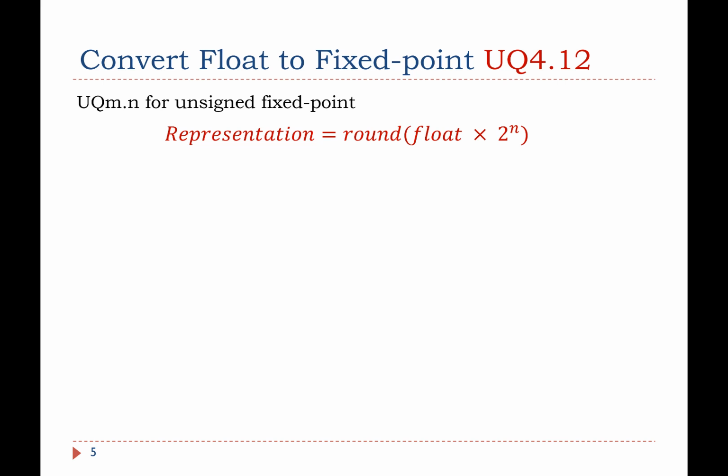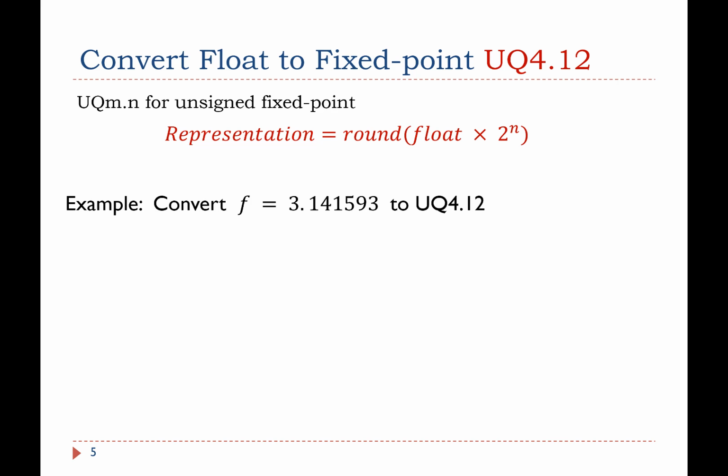Now, let me show you how to convert a floating point number to fixed point. Suppose the number of fractional bits is n. The conversion process takes 2 steps. First, multiply the floating point number by 2 to the power of n. Second, round the results to the nearest integer.